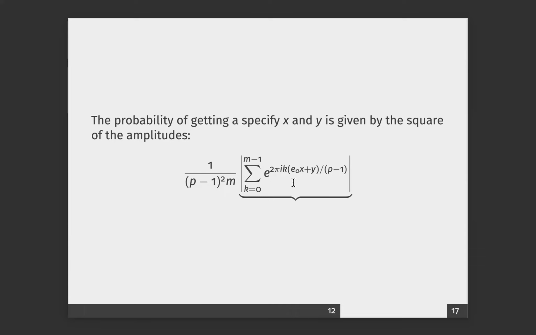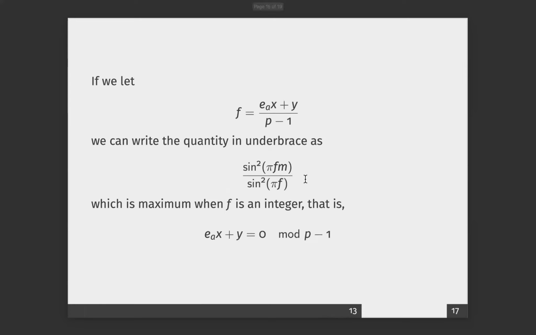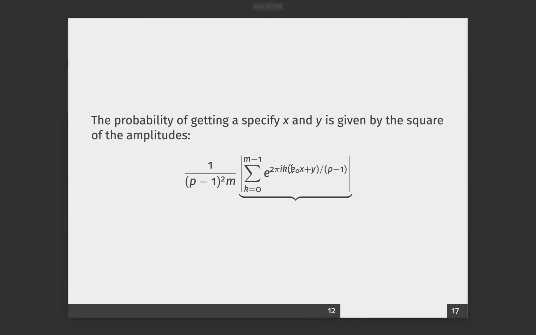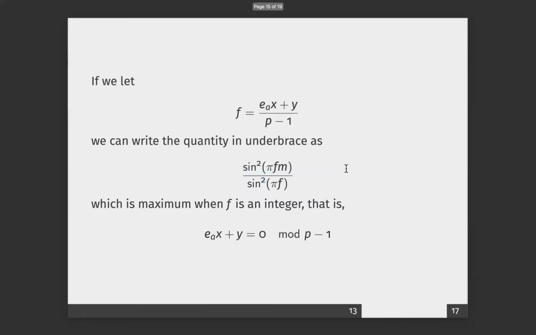Now, if you expand this term here, if you let f be equal to e a x plus y over p minus 1, if you let this one here be equal to f, then you will find that the square is just equal to sine squared pi f m over sine squared pi f.